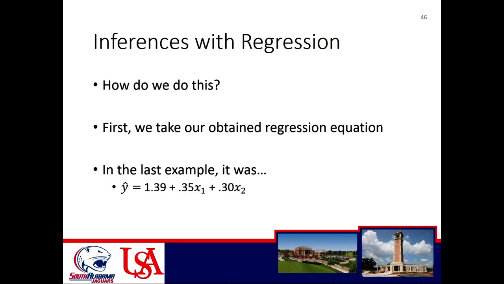So in the last example, we had our intercept of 1.39. We would start with our equation, y hat, which is our predicted value, equals 1.39 plus beta 1, which was 0.35, times x1, plus 0.30, which was our beta 2, times x2. So our regression equation would be y hat equals 1.39 plus 0.35 x1 plus 0.30 x2.